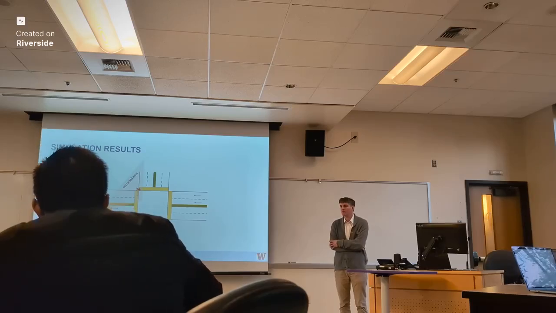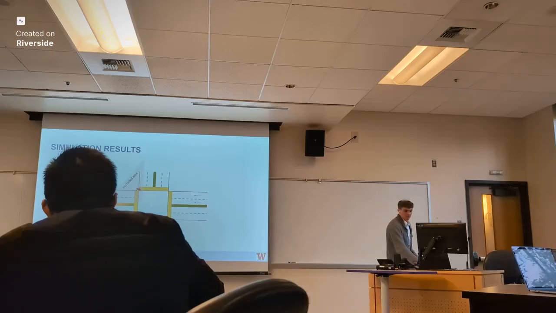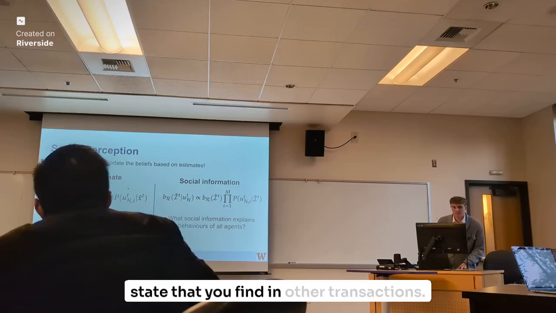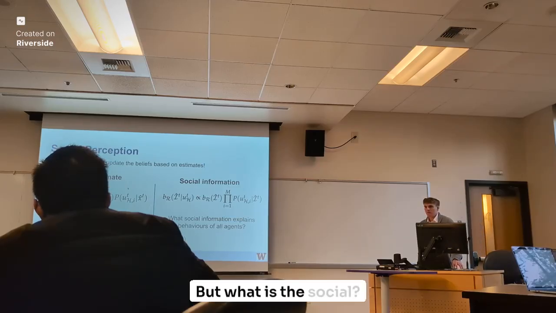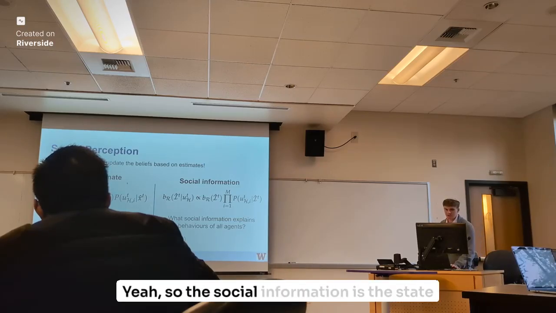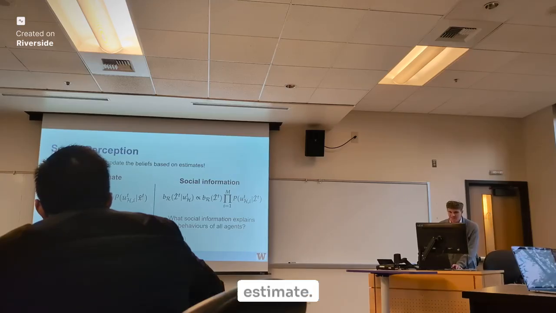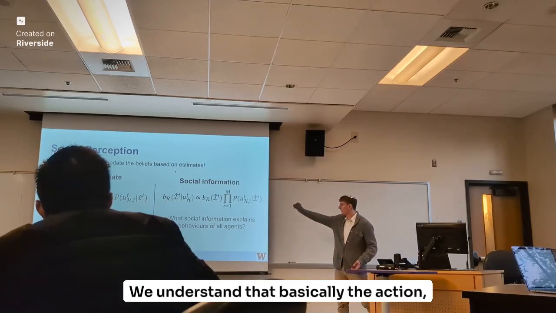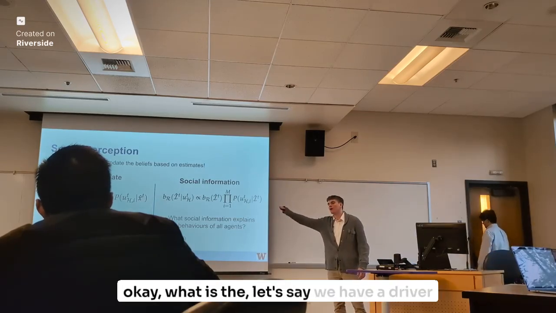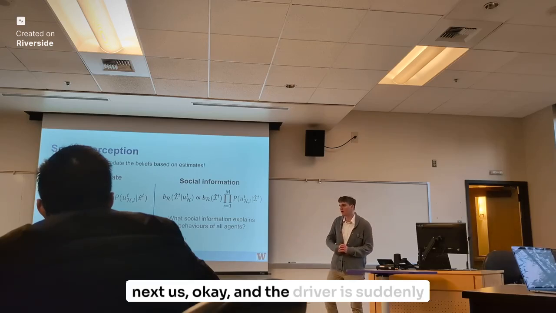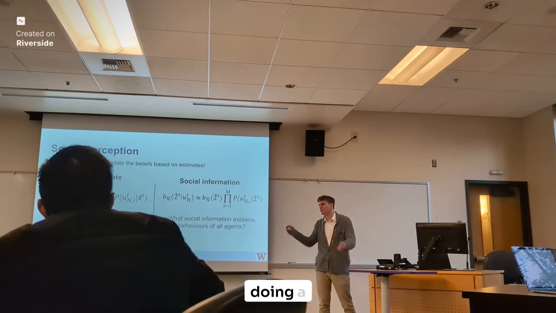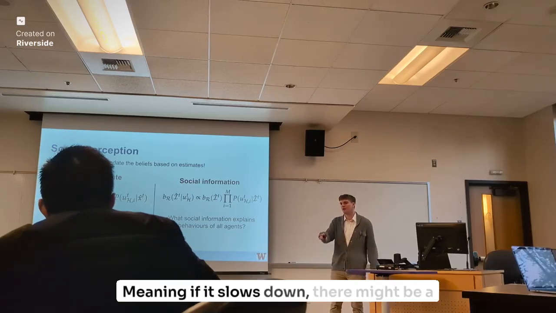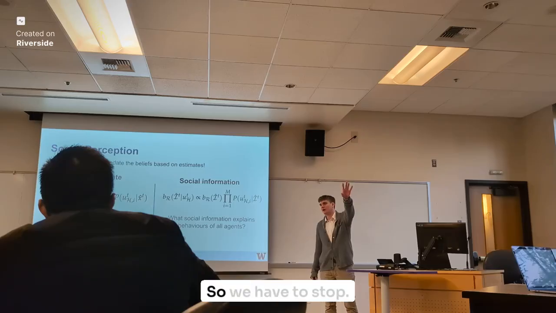I was a bit confused about the two probabilities that you're trying to infer. I understand that one is the state of the environment, but what is the social one? Why do you need that? The social information is the state estimate. We understand basically the action. Let's say we have a driver next to us, and the driver is suddenly doing a maneuver. What does the maneuver tell us about the state of the world? Meaning, if it slows down, there might be a red light, so we have to stop.